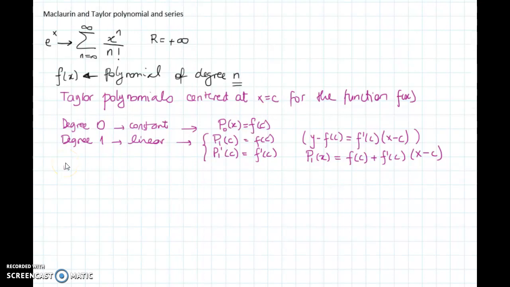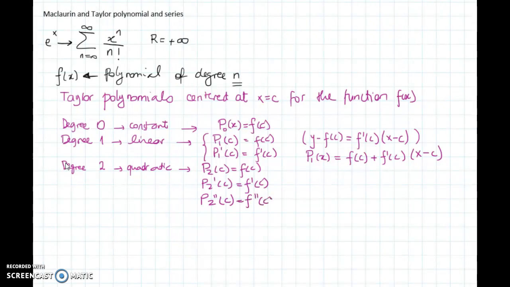For degree 2, now we are going to be talking about a quadratic. We are going to require still that our polynomial, I'm going to call it P2, evaluated at c takes the same value as the function. The derivative of the polynomial evaluated at c takes the same value as the derivative of the function. And the second derivative evaluated at c takes the same value as the second derivative of the function evaluated at c.